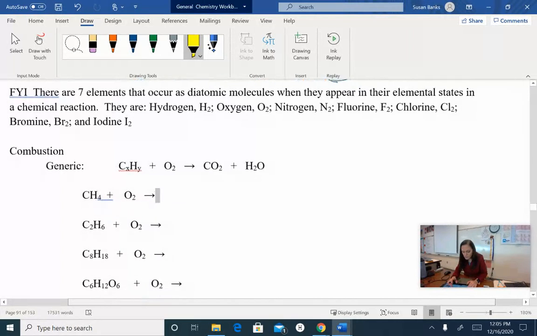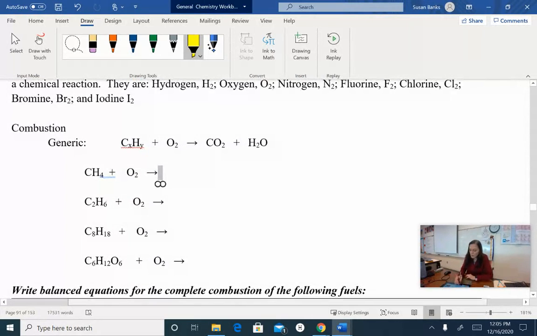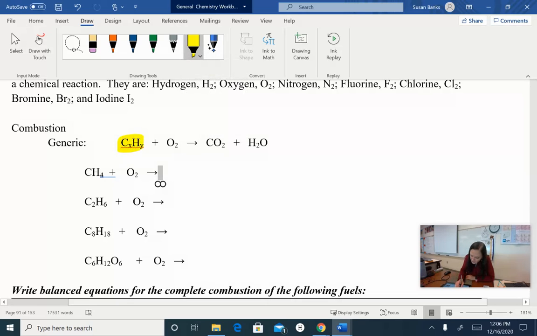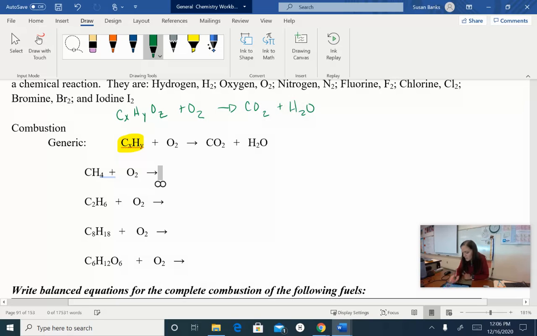Okay? Combustion, generic. We have a molecule made of carbon and hydrogen. Sometimes it will also be carbon, hydrogen, and oxygen as well. Then we have it burning with oxygen, and we always, always, always have carbon dioxide and water as our products, always and forever.